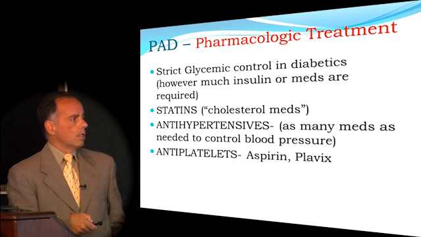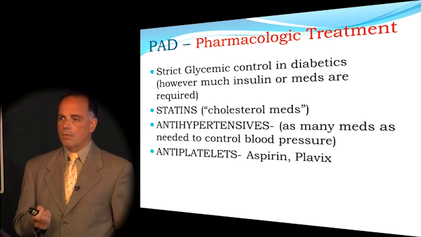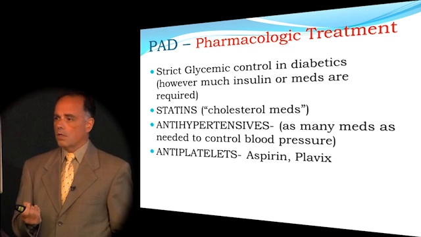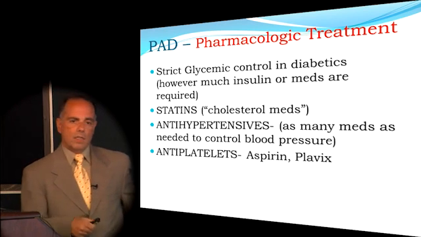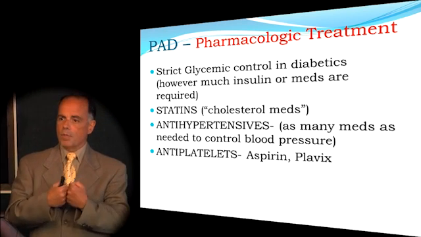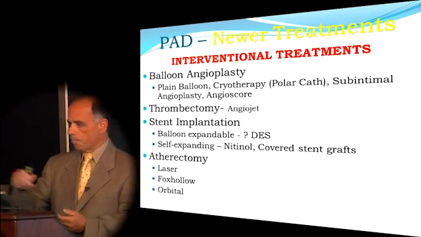Antihypertensive medications: take as many meds as you need to control your blood pressure. Just because you're taking 2 meds and you don't want to take a third one, that's not a good answer. And antiplatelet medication. These are the ones that prevent the platelets from sticking together, like aspirin and Plavix. There's the newer one called Effient these days.